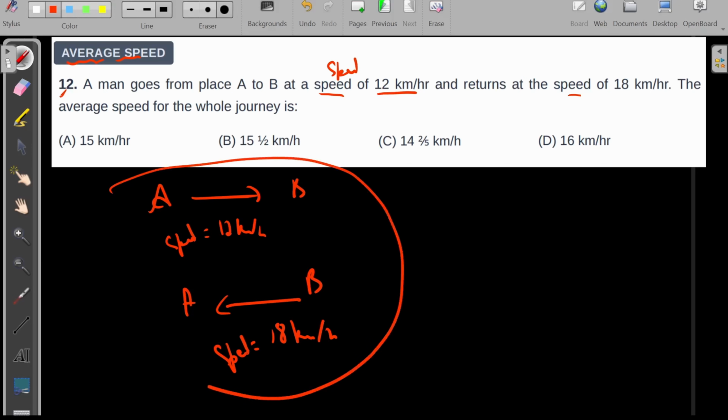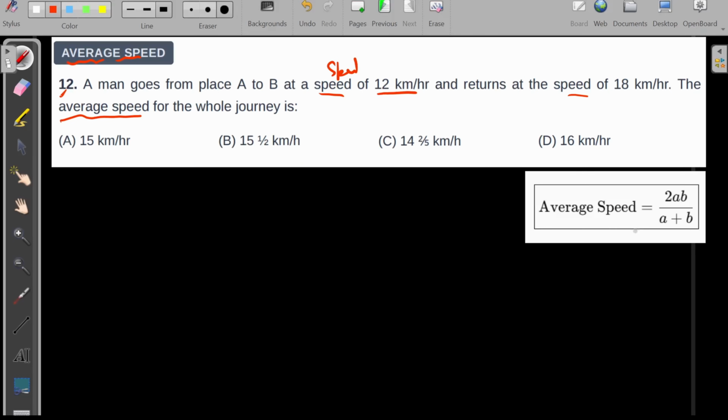So we need to find the average speed for the whole journey. What options are given? Is it option A, B, C, or D? In order to solve this question, I would use the formula for average speed, which is average speed equals 2AB over A plus B. So let A equal our first speed, which is 12 km an hour, and B equal 18 km an hour.